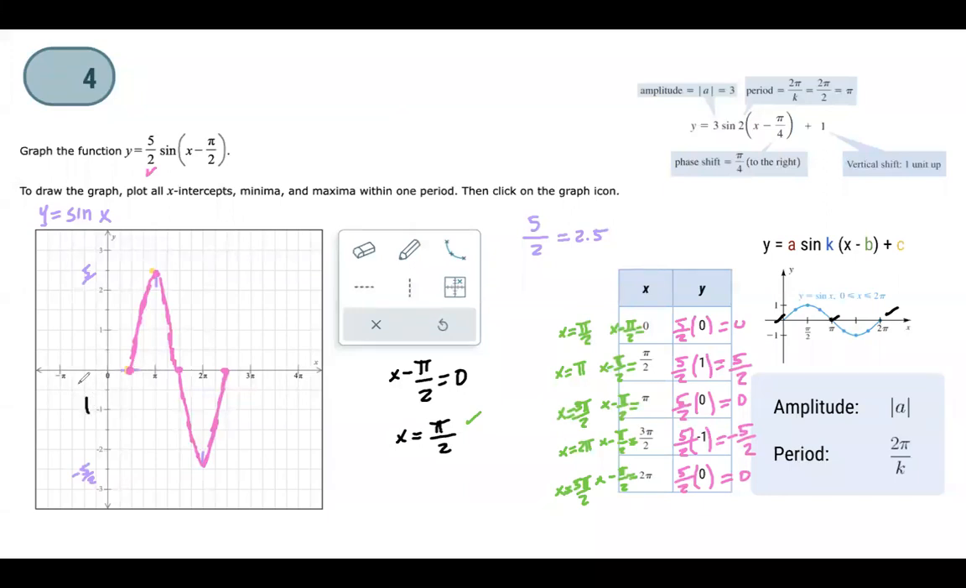So you're going to go as π/2, comma 0, then π, comma 5/2. Then we're going to have 3π/2, comma 0. Then 2π, comma minus 5/2. And finally, 5π/2, comma 0. And there you go.